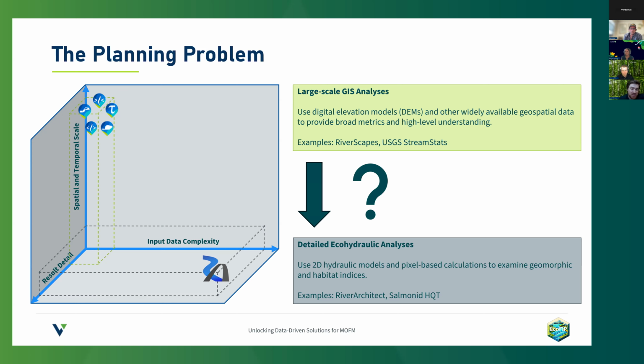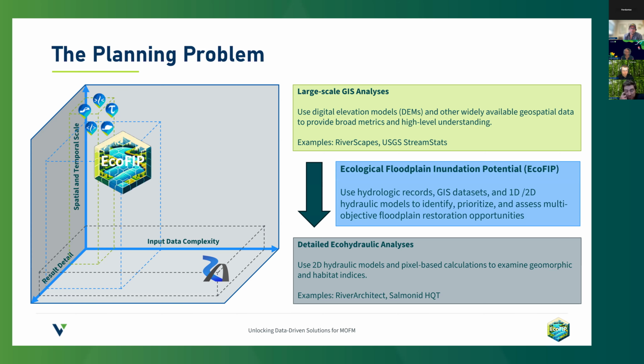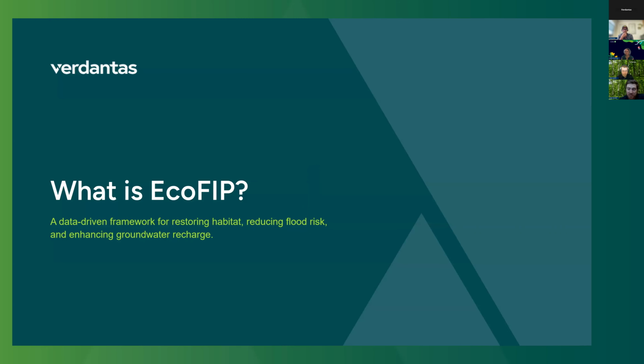And so there's been this gap in the past where we can use tools to identify priority basins. We have a lot of workflows to help us deal with engineering design, but not a lot has existed to facilitate that transition. And that's really where we see EcoFIP fitting in. So EcoFIP, again, is the Ecological Floodplain Inundation Potential tool. Here we're using flow records, GIS data, and hydraulic models to identify, prioritize, and assess multi-objective floodplain restoration opportunities.